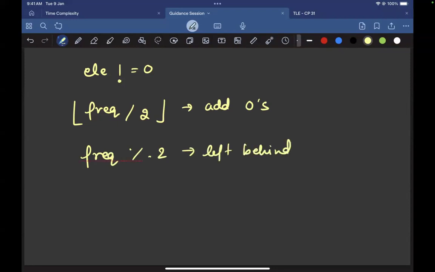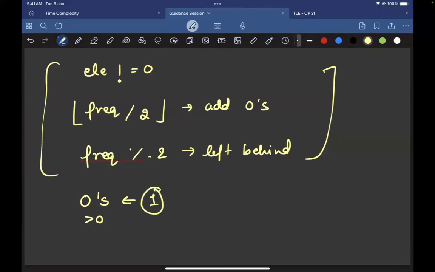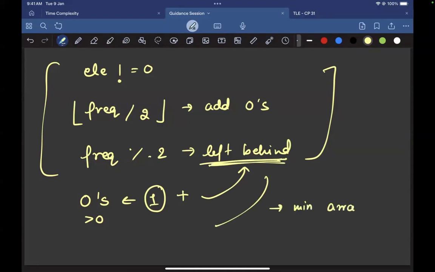When I come out of this whole structure, when I've explored every element that is not 0, now just make sure that all these zeros can be made into 1 if their count is greater than 0. If the final frequency of zeros that you have achieved is greater than 0, then they can be made into 1. So this one, if it's there, if it's not there, then it's fine. But if it's there, plus all of the left-behind values gives you the minimum array length. Is this clear, guys?